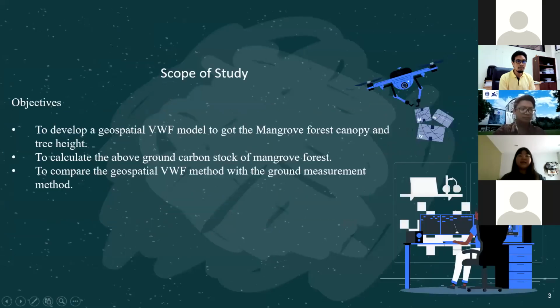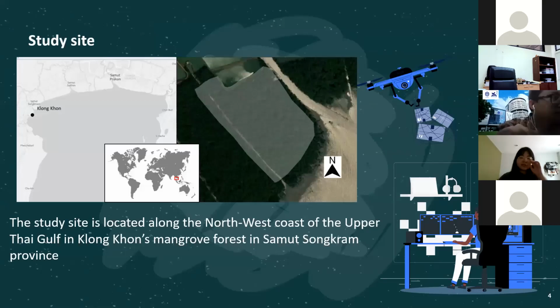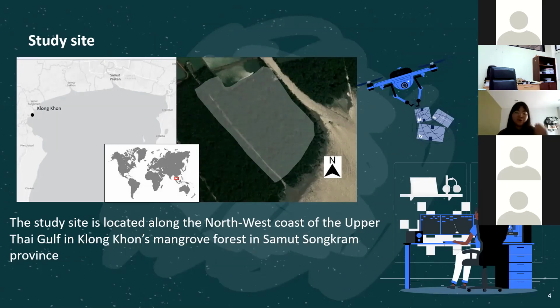The scope of study is, first, to develop a geospatial variable window filter module to get the mangrove forest canopy and tree height. Second, to calculate the above ground biomass of the mangrove forest. And third, to compare the geospatial module to the ground truth module. For the study site, we chose the northwest coastal area in Thailand, in Samut Songkhram province, in Klong Khon's mangrove forest.